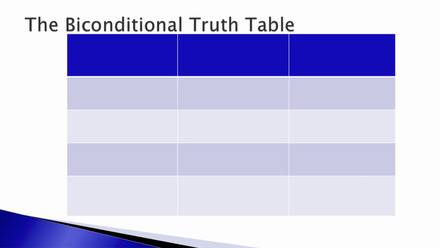So let's look at the truth table for the biconditional. Let's start off with our P and Q values of true, true, false, false, true, false, true, false. And end with our P if and only if Q, which is how that double-headed arrow is stated. True if and only if true is true. True if and only if false is false. False if and only if true is false. And false if and only if false is true.